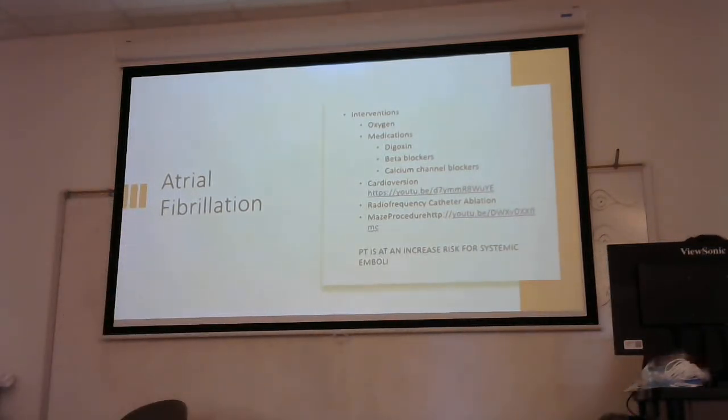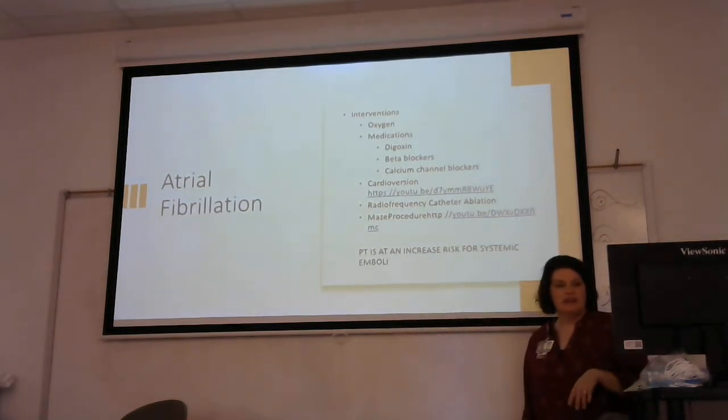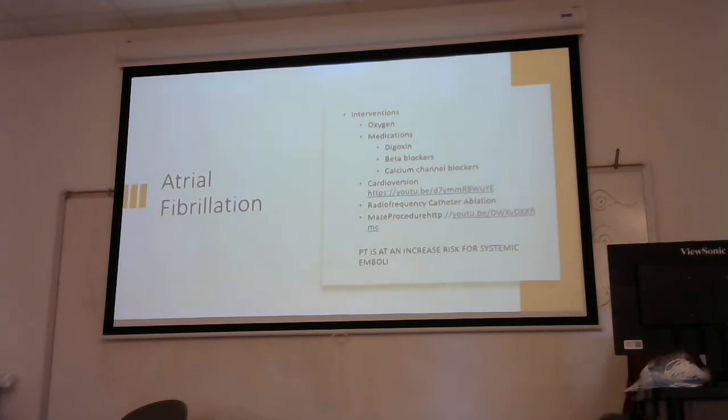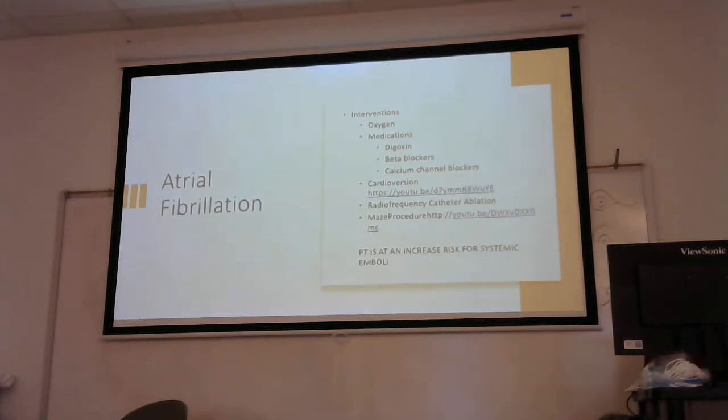So AFib, very ugly dysrhythmia. Now, your antidysrhythmia medications are presented to you on page 650, 651. I think you have a nice little chart. And then you also have reading in that chapter that talks about some of them. So you can look at those.